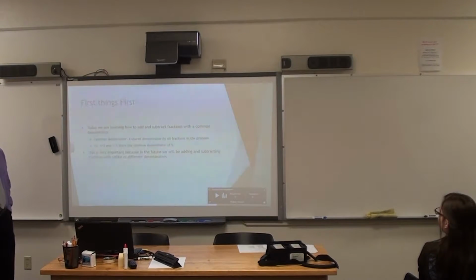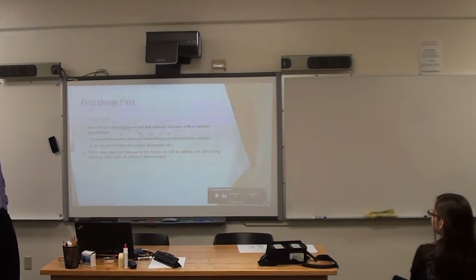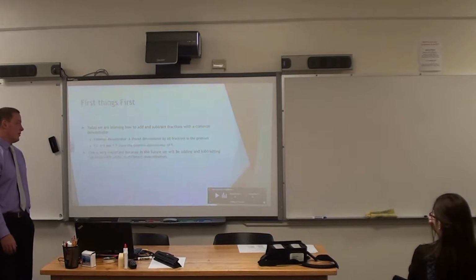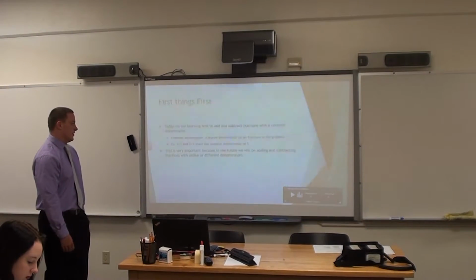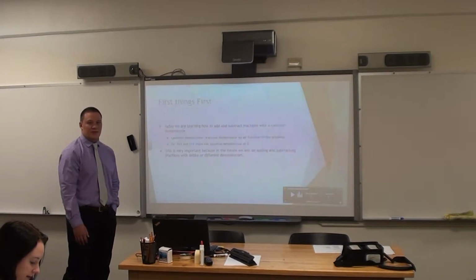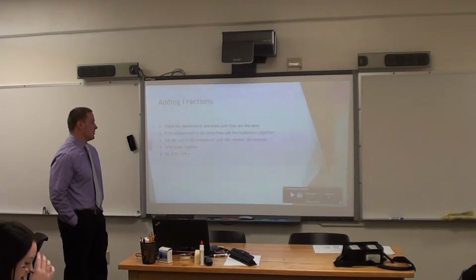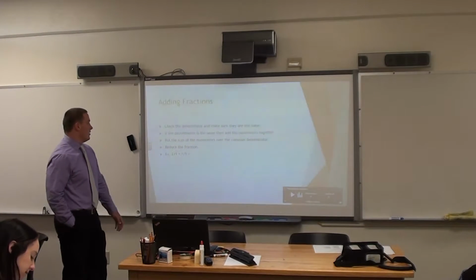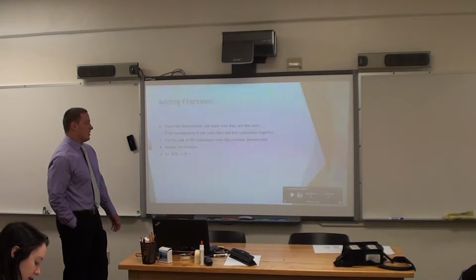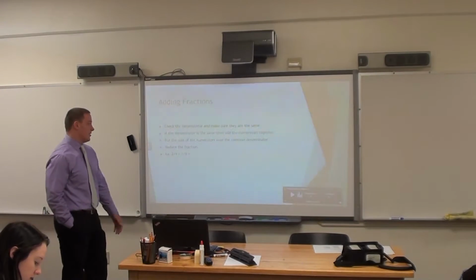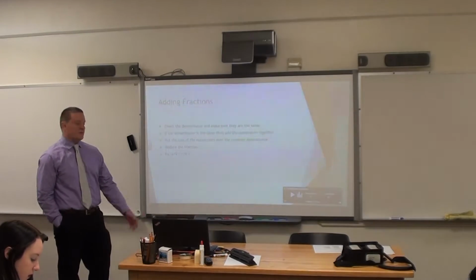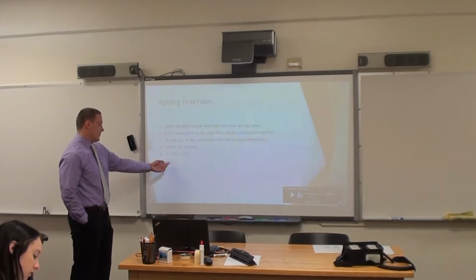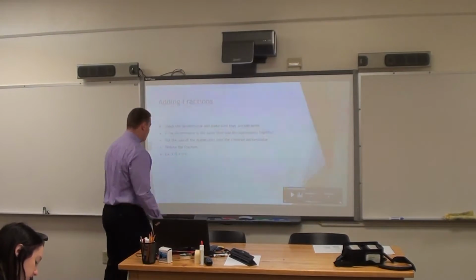Today we're going to learn how to add and subtract fractions with a common denominator. A common denominator is a shared denominator by all fractions in the problem. An example would be 4/5 and 2/5, and they share the common denominator of 5. Our first step is to check the denominators and make sure they're the same. If the denominator is the same, then you add the numerators together. It's that simple. You put the sum of the numerators over the common denominator, and then you reduce the fraction.